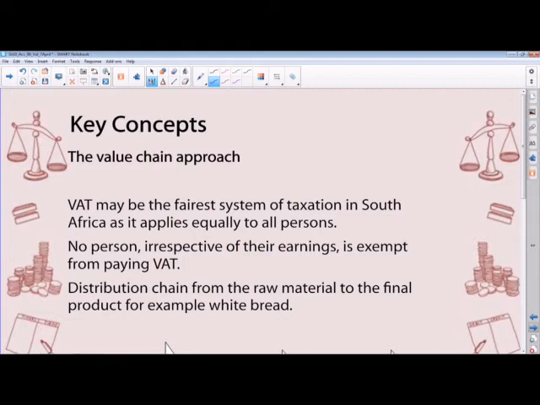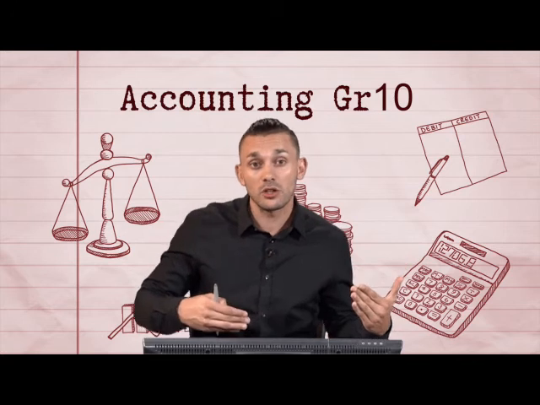So, the value chain approach. VAT may be the fairer system of tax because it doesn't matter who you are. We don't even care who you are. If you buy the product, you will have to pay the VAT on that product. So no person, irrespective of their earnings, is exempt from paying VAT. So if I earn a lot of money and I go and buy a Coke, I will pay VAT. If a person that gets a grant goes and buys a Coke, they need to pay VAT as well. It doesn't matter who they are, they will pay VAT.